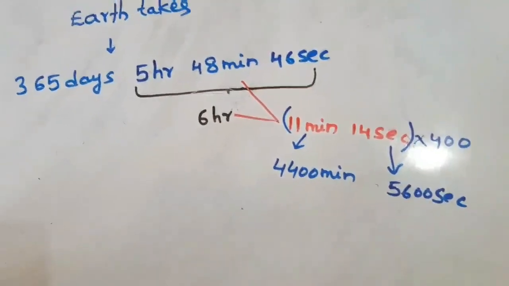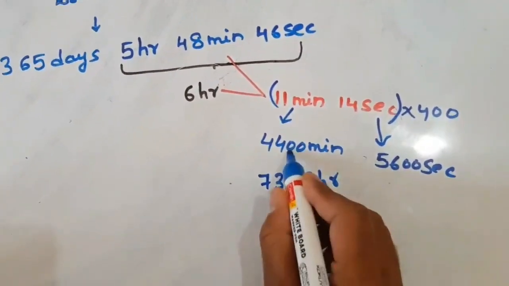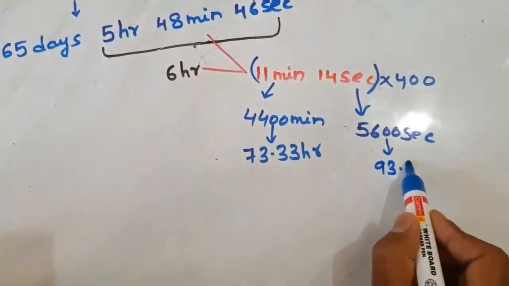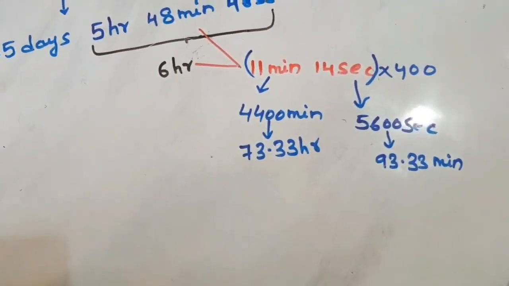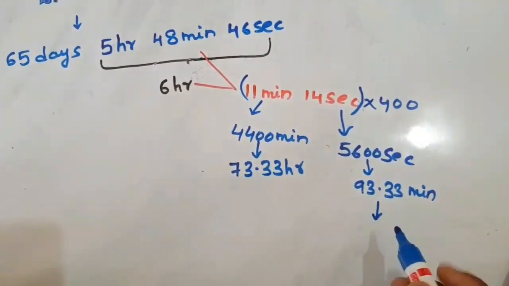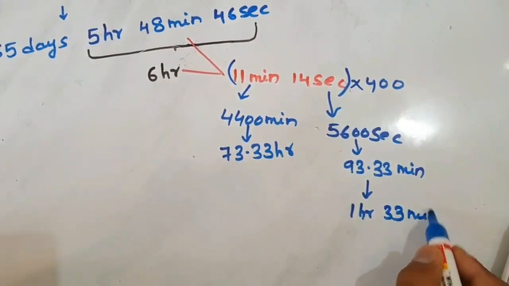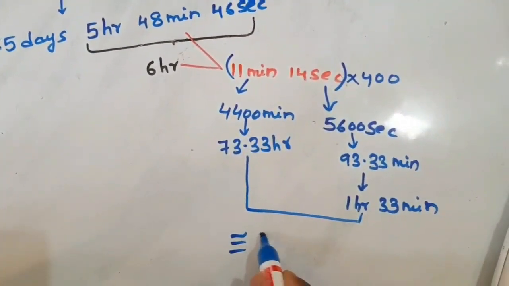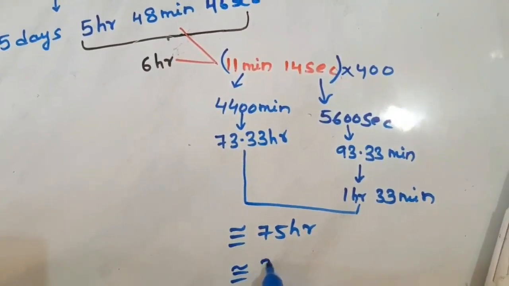So if I divide by 60, I am going to get 73.33 hours. The seconds, first I am converting into minutes, means I will get 93.33 minutes. Again, if I convert these into hours, I will get 1 hour 33 minutes. If I add these two, I am going to get approximately 75 hours. 75 hours means approximately 3 days.